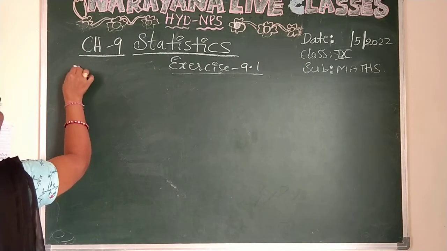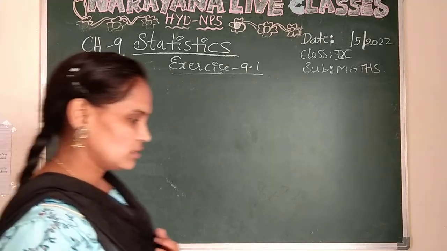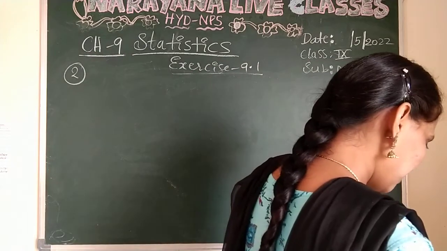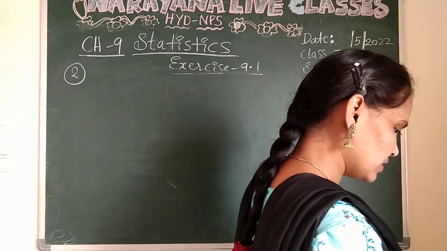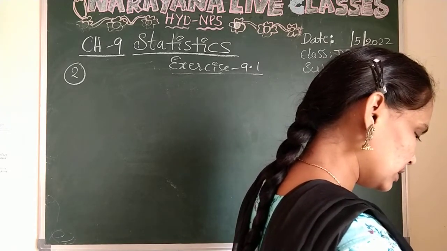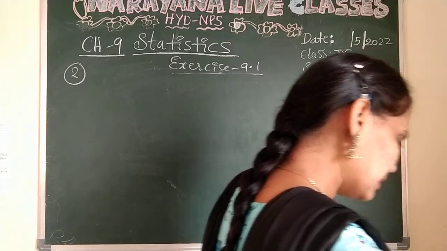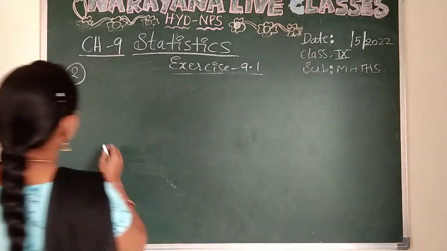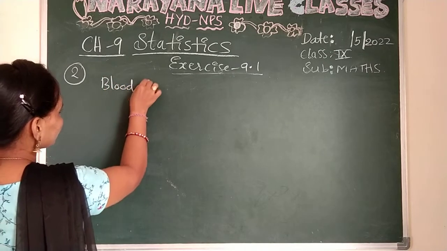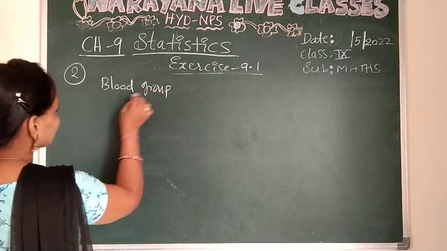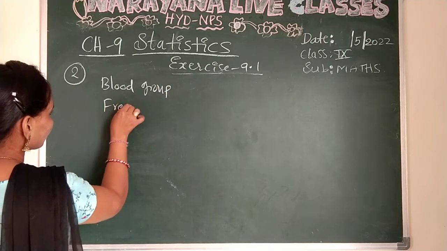So here, second question. We should represent the data in the form of a frequency distribution table like the previous one only. So here we should write blood group and frequency.